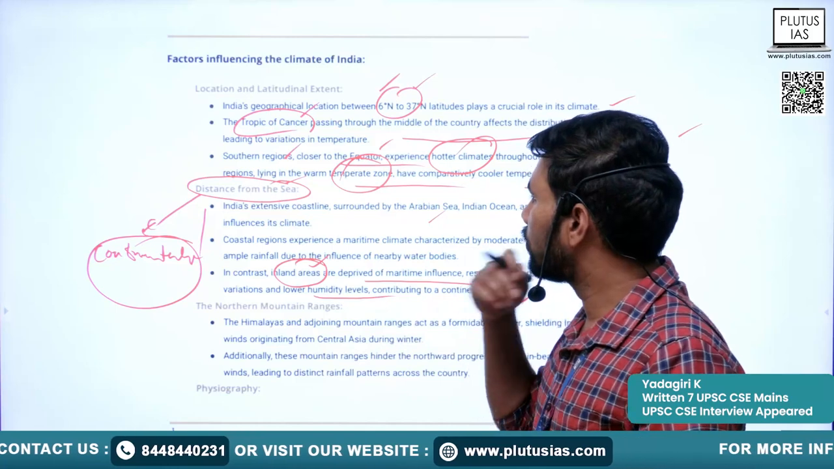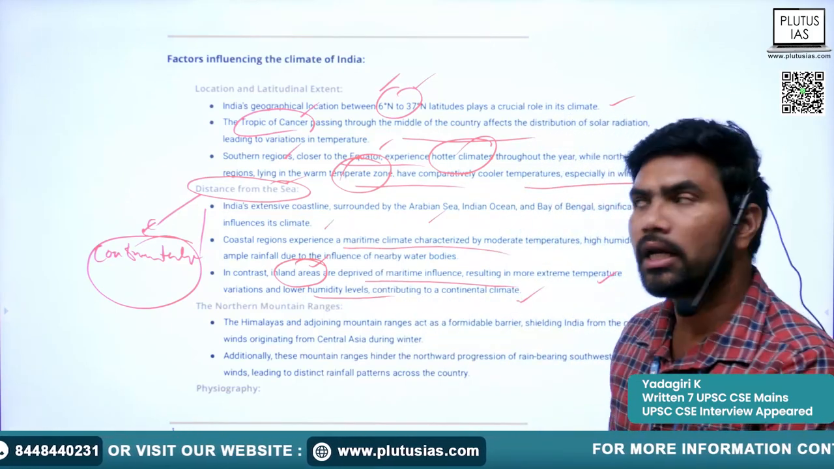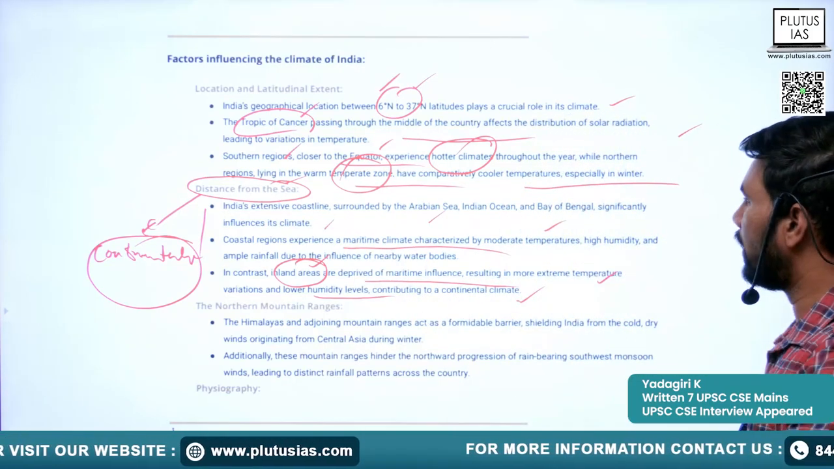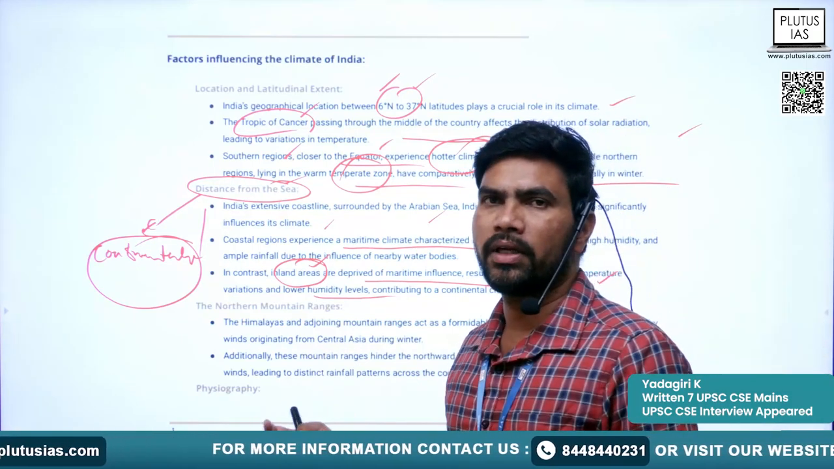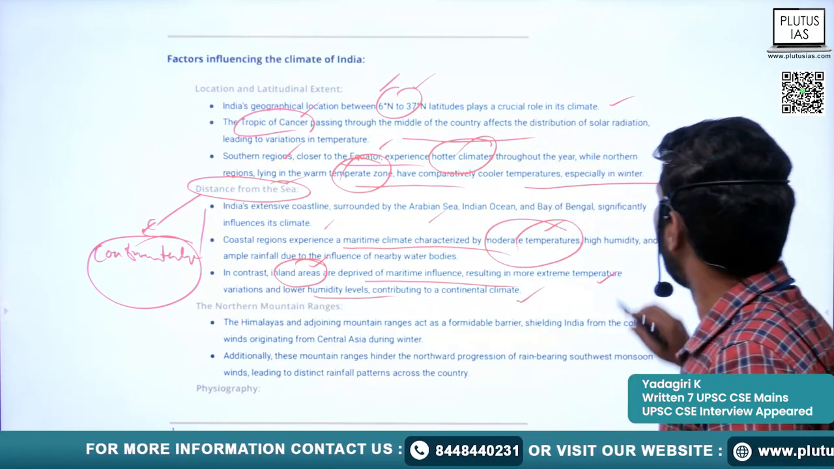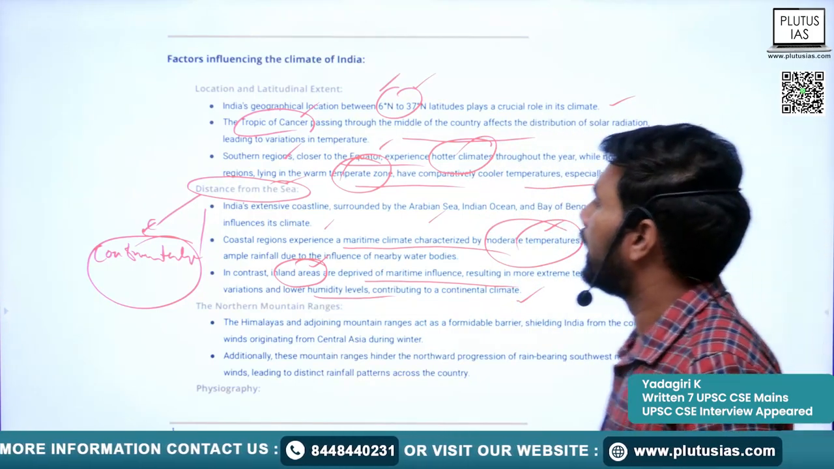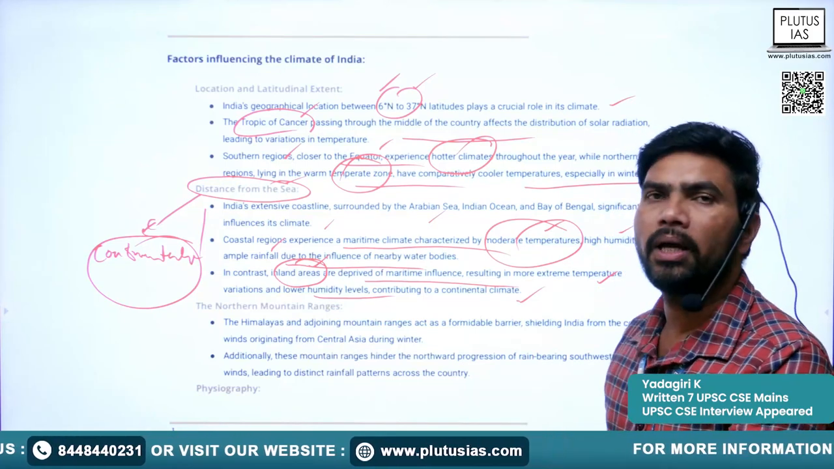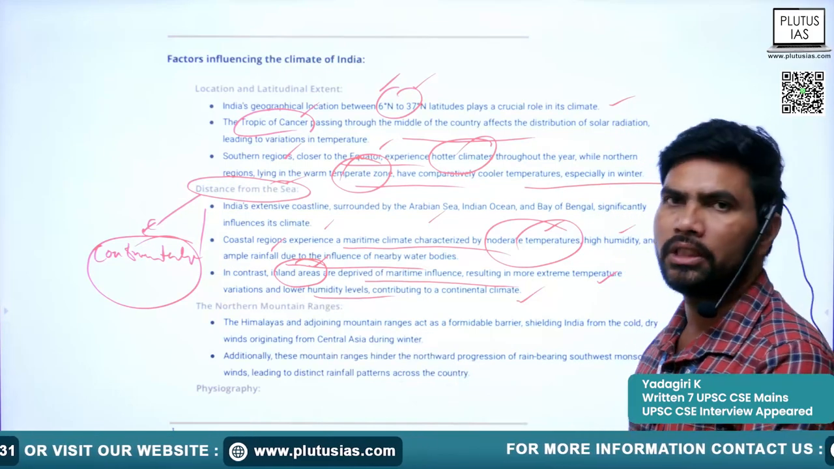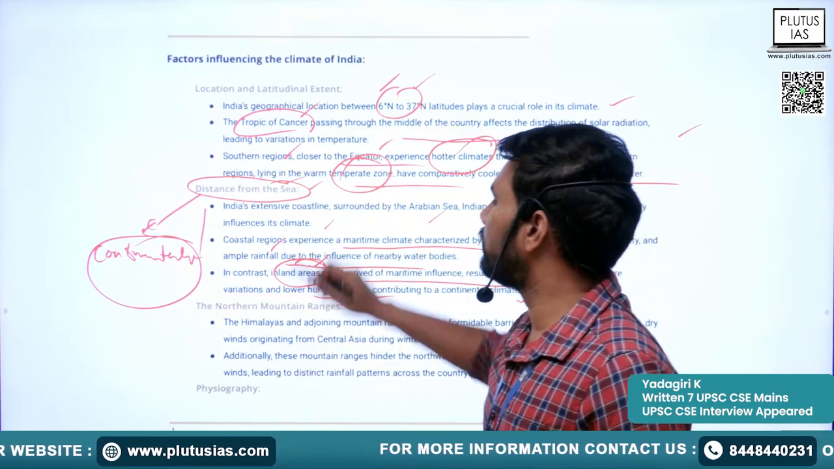Whereas the coastal regions experience a marine climate, which is characterized by moderate temperatures. The range in the temperature variations is lesser here, and also high humidity and ample rainfall due to the influence of nearby water bodies. So these are the influences of distance from the sea.